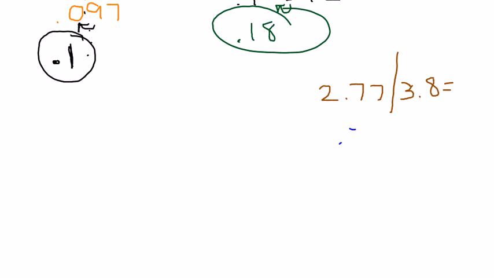I get 0.728947. This has 2 significant figures. This has 3 significant figures. So our answer needs to have 2 significant figures because our answer has as many sig figs as the original number with the fewest.